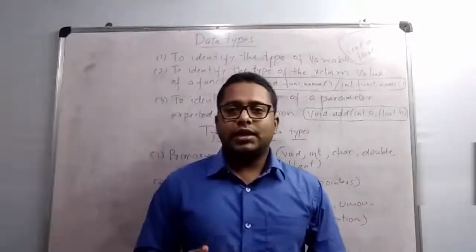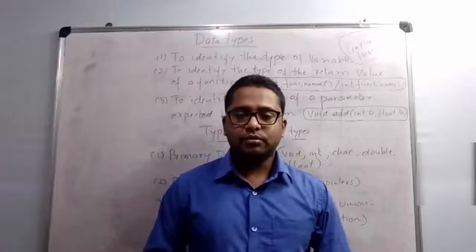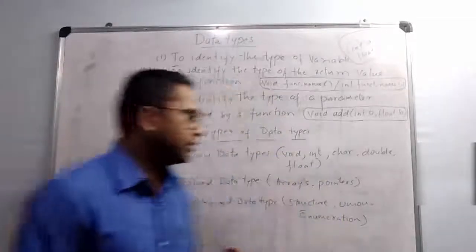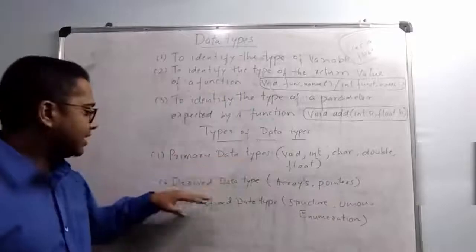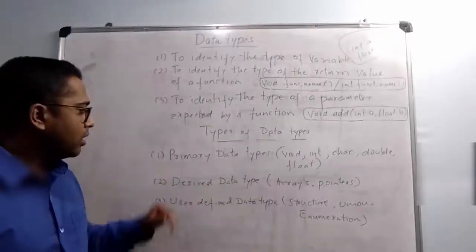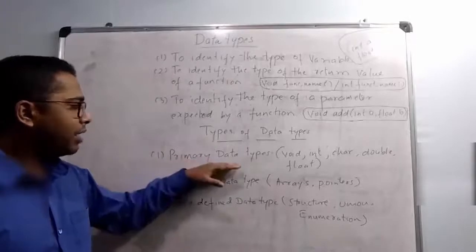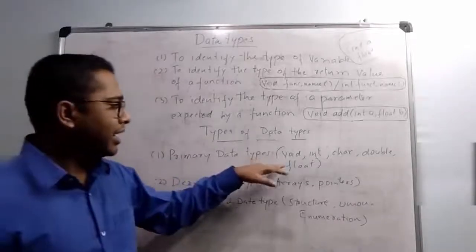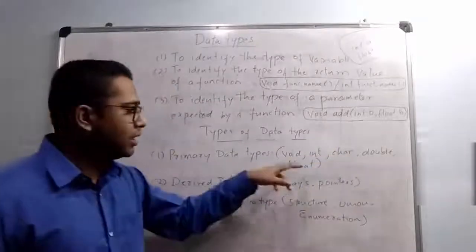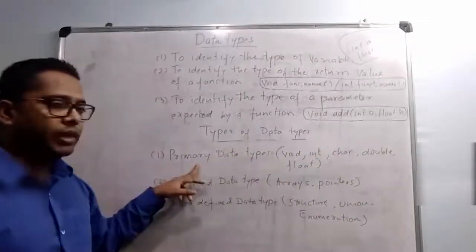Now let us discuss different types of data types. We have three categories of data types. The first one is primary data types, the second one is derived data types, and the third one is user defined data types. Inside the primary data type category, we have data types like void, integer, char, double, and float. All these data types come under primary data types.